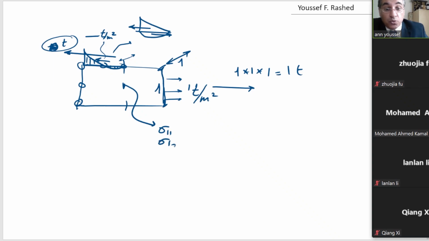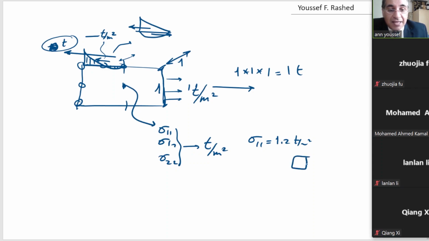When you compute stresses here, sigma 1,1, sigma 1,2, sigma 2,2, or something like that, you will get them in terms of ton per meter square. Okay? And the stress at this point is a distribution, so it has no meaning by itself. For example, if sigma 1,1 is equal to 1.2 ton per meter square, that means the stress here is 1.2 tensile stress at this point in this direction. And we should look at the distribution of the stresses here. For example, we see the distribution of the stresses something like this.